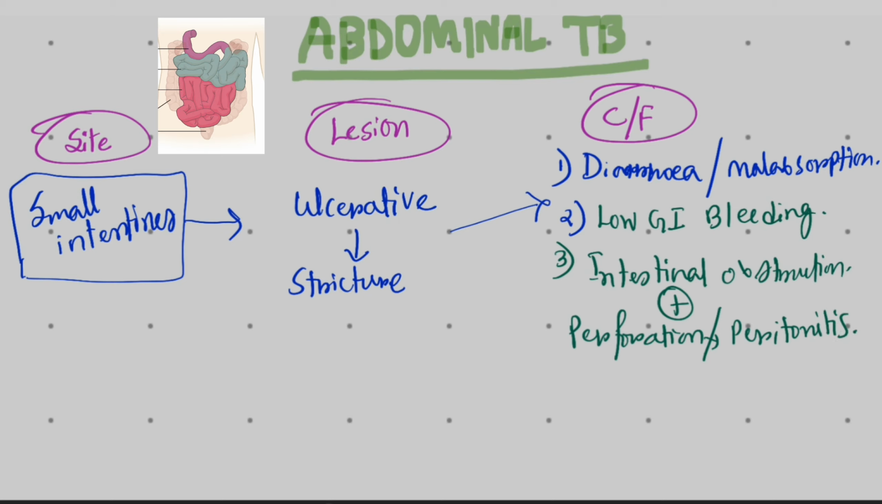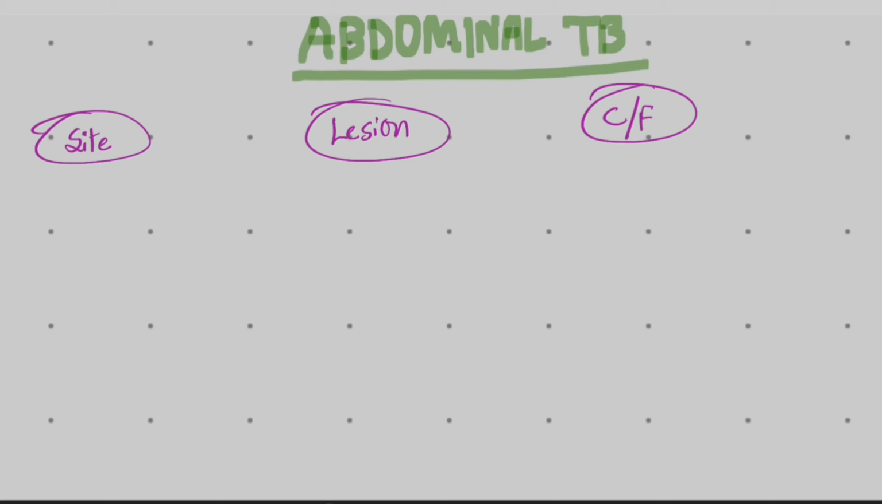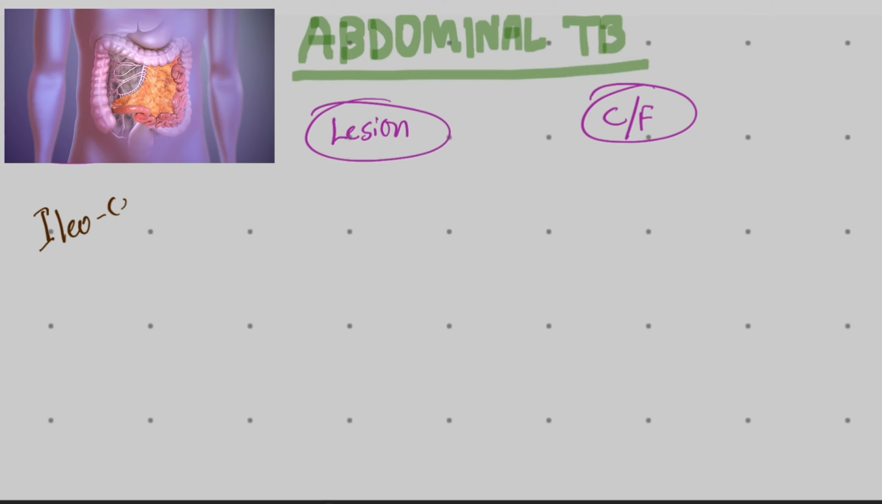You can get other symptoms like pyrexia, purging, and poor absorption. So these are all the symptoms starting from P, you can notice. These are the clinical features with which a patient of abdominal TB might present to you with lesions in the small intestine. Now let's come to the next site, that is the ileocecal junction and large intestine.